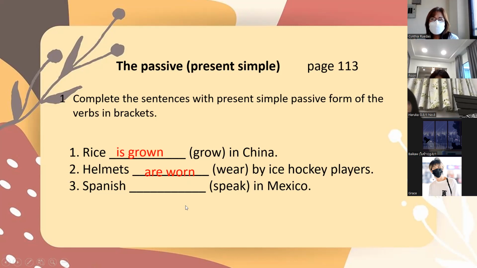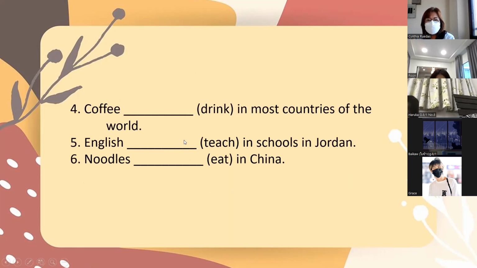Number three. Spanish is spoken in Mexico. Okay, very good. Spanish is spoken in Mexico, of course. Spoken is the past participle of speak. So, Poon, coffee blank drink in most countries of the world.